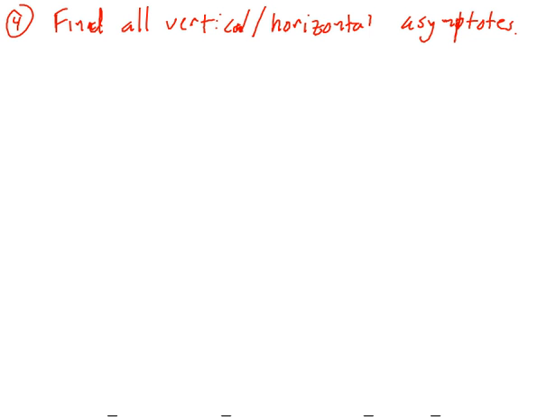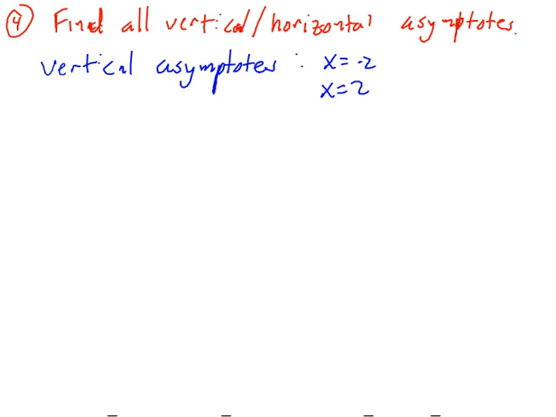Okay, next we've got to find any of our vertical and horizontal asymptotes. Now remember, our vertical asymptotes for a rational function are where we can find values which make your denominator 0 but not your numerator. So in this case, our vertical asymptotes are the vertical lines x equals negative 2 and x equals 2. And for our horizontal asymptote, we got that when we looked at the end behavior, and that gave us the horizontal line y equals 0, which is the x-axis.